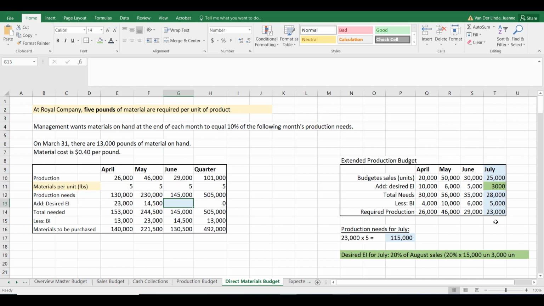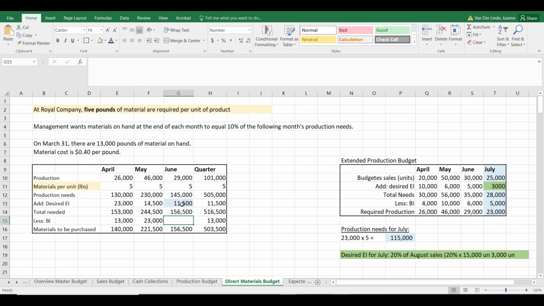So in July, we knew that we needed to produce 23,000 units, and each unit requires 5 pounds of material. So for July, we require 115,000 pounds of raw materials. 10% of that is what I want to end June with. So we're going to take 10%, multiply that by July's production needs in terms of raw material to get 11,500 here. So if we know we need 145,000 pounds of raw materials in June, we also want 11,500 pounds of raw material left. That means in total for June, we need 156,500 pounds of raw materials.